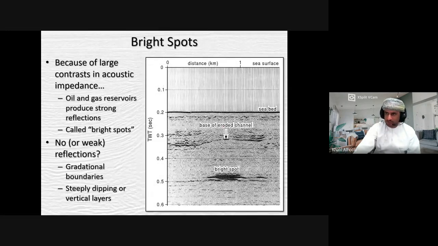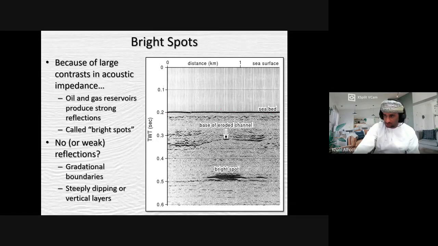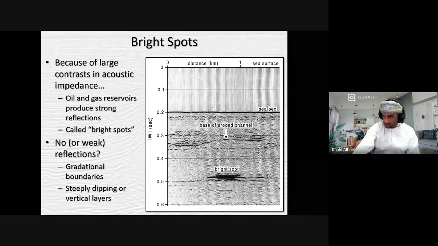Let's complete this part. Bright spots. This seismic section, this is the sea bed. Do you remember when I said the sea bed is a good reflector, because the acoustic impedance contrast between them is big? The difference between the sea column and the sedimentary rock is so big, it generates high amplitudes.